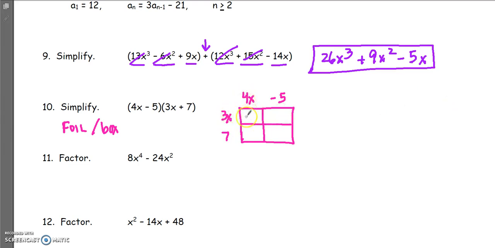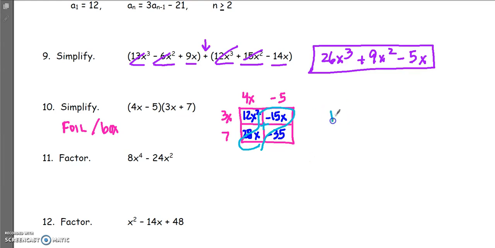So 3x times 4x will give me 12x squared. 3x times negative 5 is negative 15x. 7 times 4x is 28x. 7 times negative 5 is negative 35. And then remember, if we have any like terms, they'll be right here. And there's like a big plus sign there.